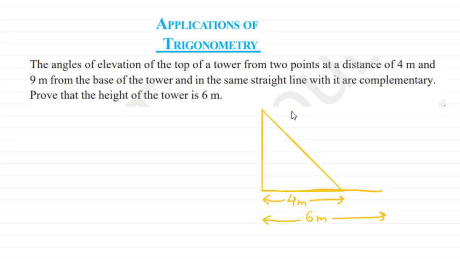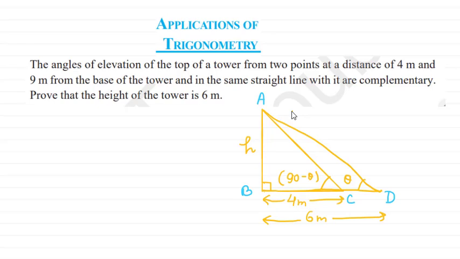the angle of elevation of the top is taken, and now it is given that these two angles are complementary. So let's say one of the angles is theta, then the other angle will be 90 minus theta, because the sum of complementary angles is 90 degrees. So this is given. So now you have to prove that the height is 6 meters. So now we will find out the height. So now I'm just labeling this diagram. So here we have A, B, C and D.